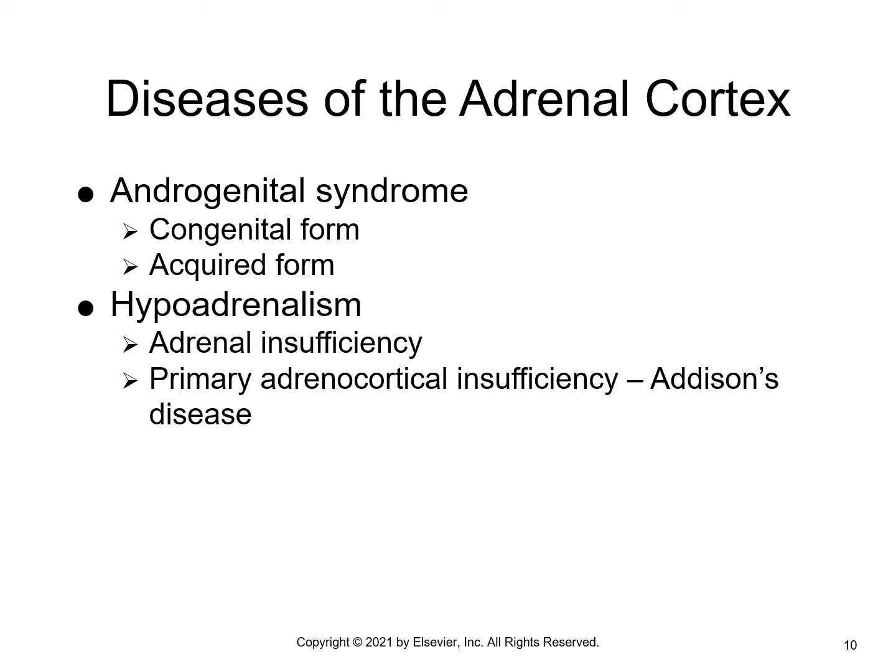Another disease of the adrenal cortex is androgenital syndrome. And this can be congenital or it can be acquired. Now, some androgenital syndromes would be a chromosomal defect that caused maybe a female to secrete extra androgens or a male to secrete extra androgens. And it would be tied to the genetics of the person. And whenever we have extra androgens, we're going to have more of a display of male characteristics.